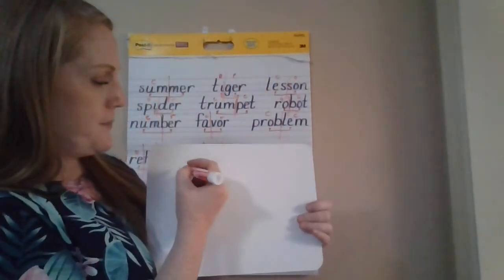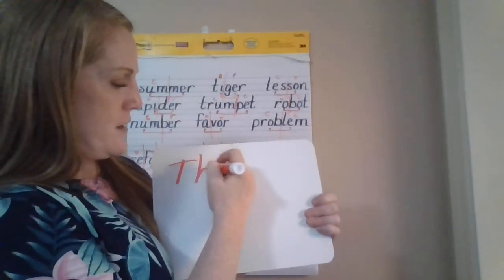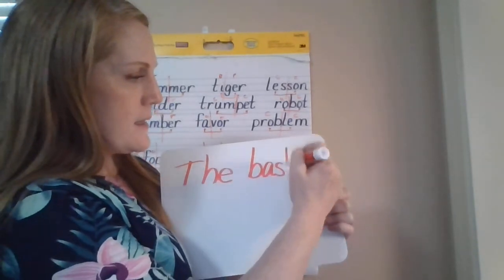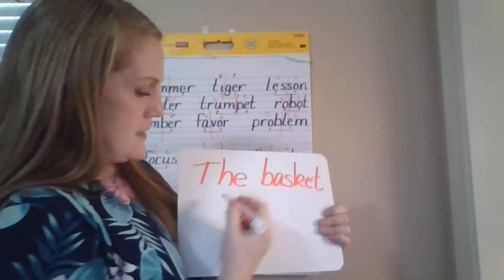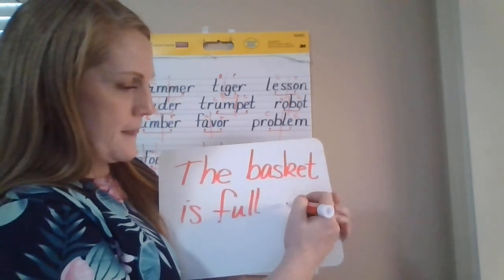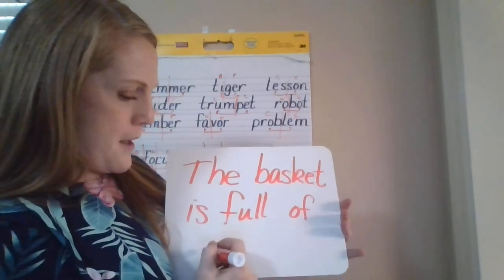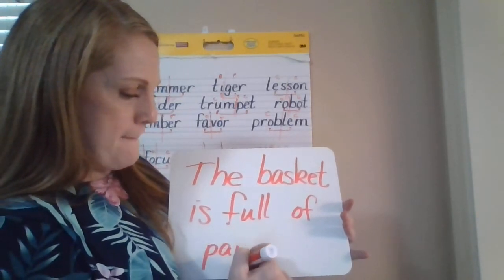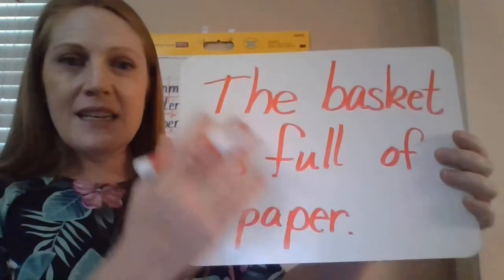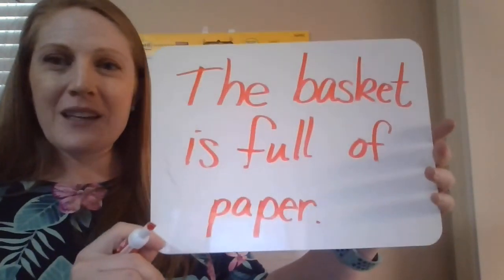Let's check our sentence. The basket is full of paper. The basket. Is full of paper. Make sure you started with an uppercase T, you ended with a period. Check your spellings in between.